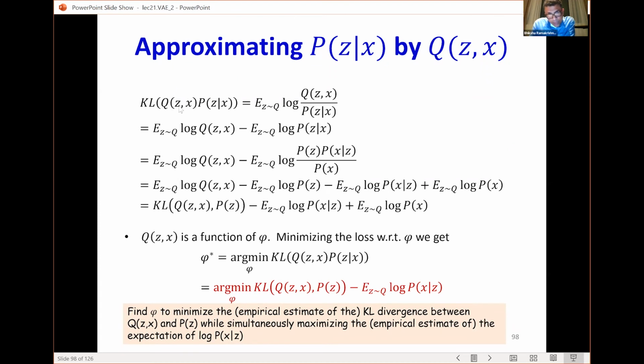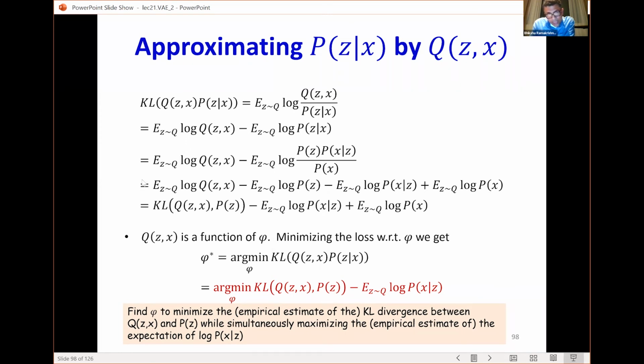The KL divergence between Q and P of z given x is the expectation over all z's drawn from Q of the log of the ratio of Q and P, right? Which is the expectation over z drawn from Q of log Q minus the expectation over z drawn from Q of log of P of z given x. P of z given x I can write as P of z times P of x given z divided by P of x. So if I expand this out, this is the expectation of log of P of z minus the expectation of the log of P of x given z plus the expectation of log of P of x.